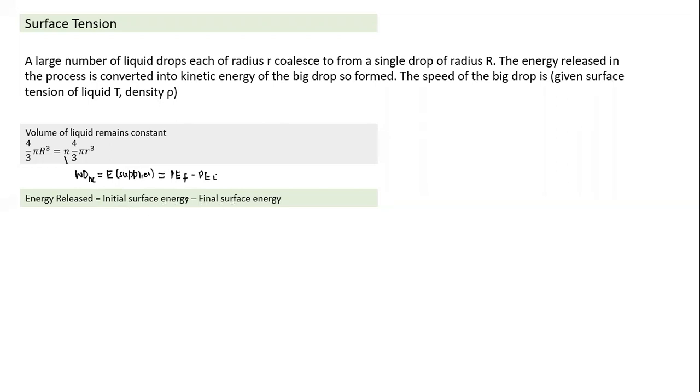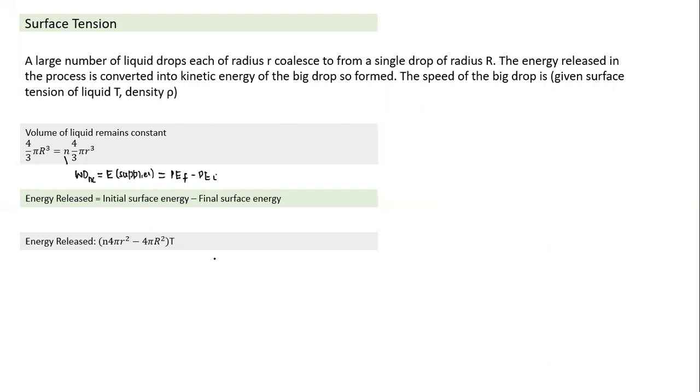So initial surface energy minus final surface energy. Energy has been released only because of the change in surface energy. Nothing else is changing here. So what is the energy released here? What is the initial surface energy? Initial surface energy is surface area into surface tension. Surface tension is energy per unit area, which I multiply by the surface area of the drop. And since there are n drops, add it up, multiply by n. So n 4 pi r square into T is the initial surface energy. This is the final surface energy.